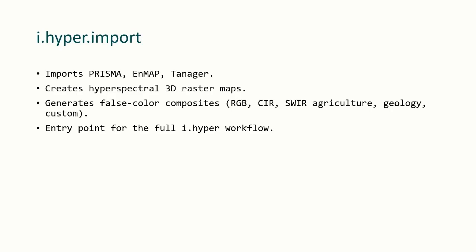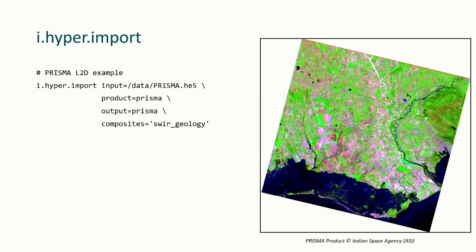If you are not happy with what you've done, you can then use i.hyper composite to redo it from already imported data. So all the data here, when it gets imported, gets the standard metadata, and this metadata is like a base for further preprocessing. So this is an example of how to import data from PRISMA.